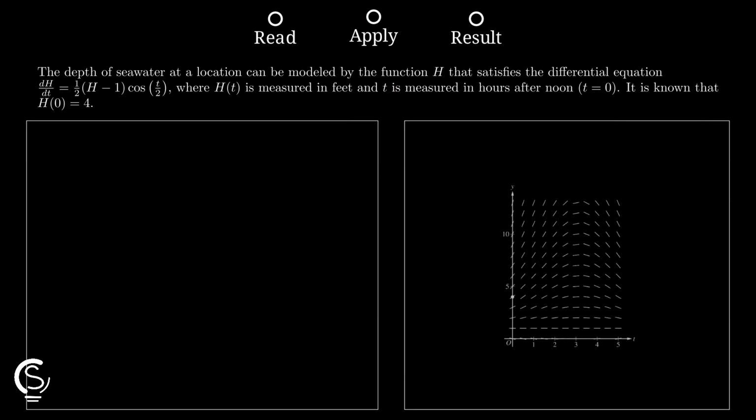Starting with part A, we sketch the solution curve through the point (0, 4) by following the slope field lines carefully. This visual path shows how the depth changes over time.